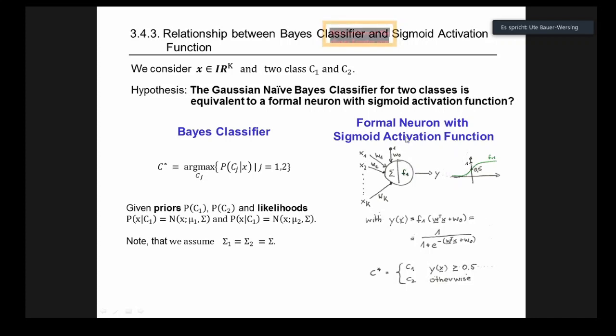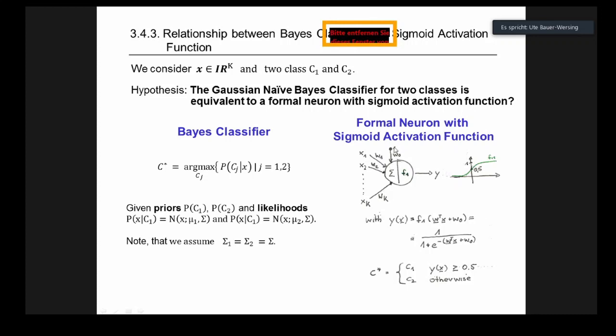All right. So on the right-hand side, we do have our formal neuron that we introduced. So we have our inputs x1 to xk, we have the weights, we have the bias with the constant input, we have the summation, and we have the activation function. And for now, we assume that the activation function is the sigmoid function drawn here. So the function that approaches 0 when we have very negative inputs, and it approaches 1 when we have large inputs.